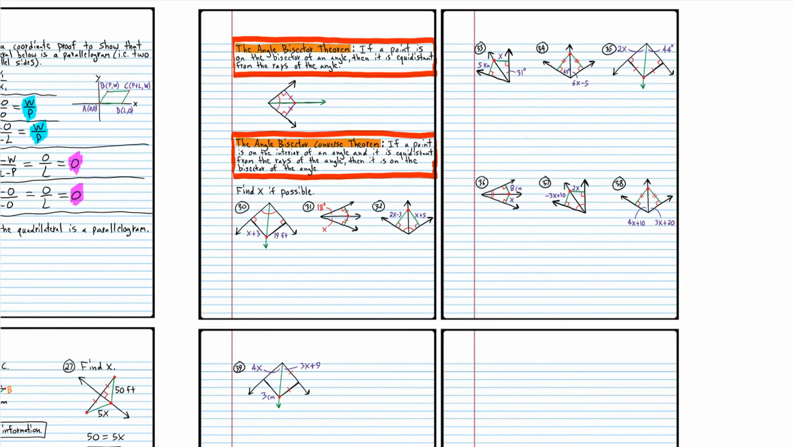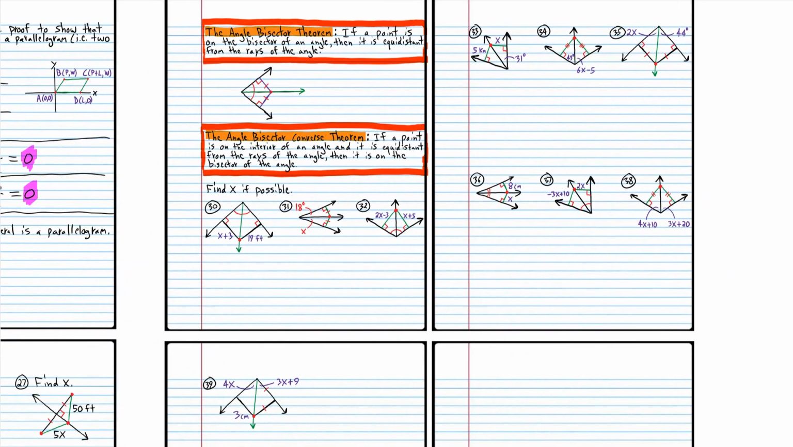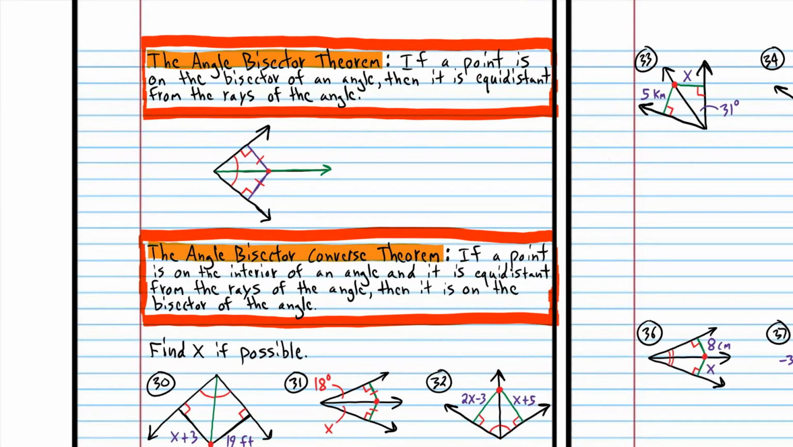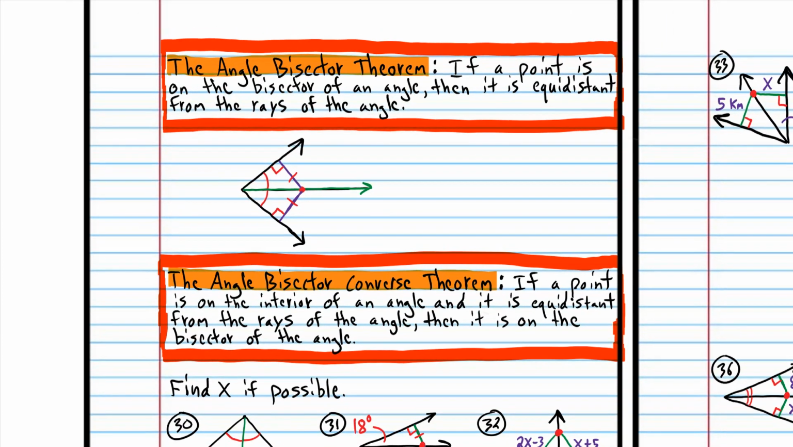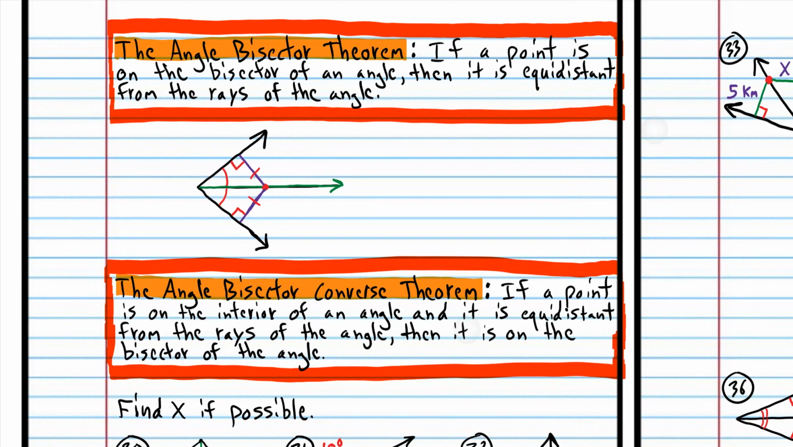We just have one more thing to do today, and then we'll be done. This is another theorem that is really not a huge part of the geometry curriculum, but it is something that we're going to need for other proofs. So this is the angle bisector theorem. If a point is on the bisector of an angle, then it is equidistant from the rays of the angle. What in the world does that mean?